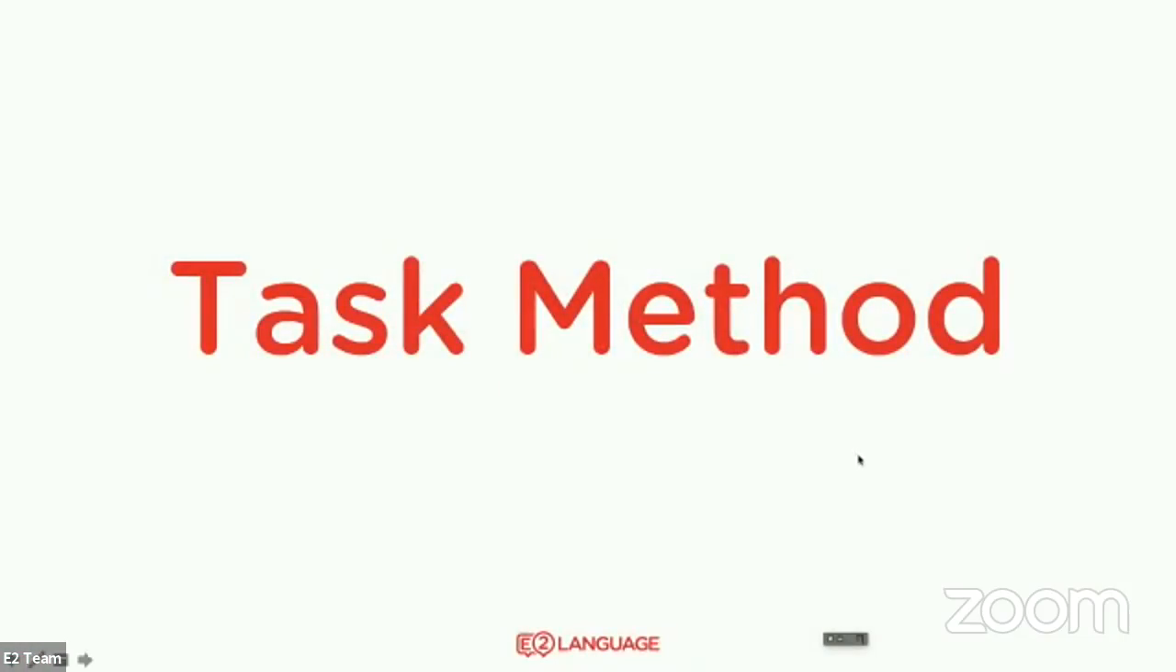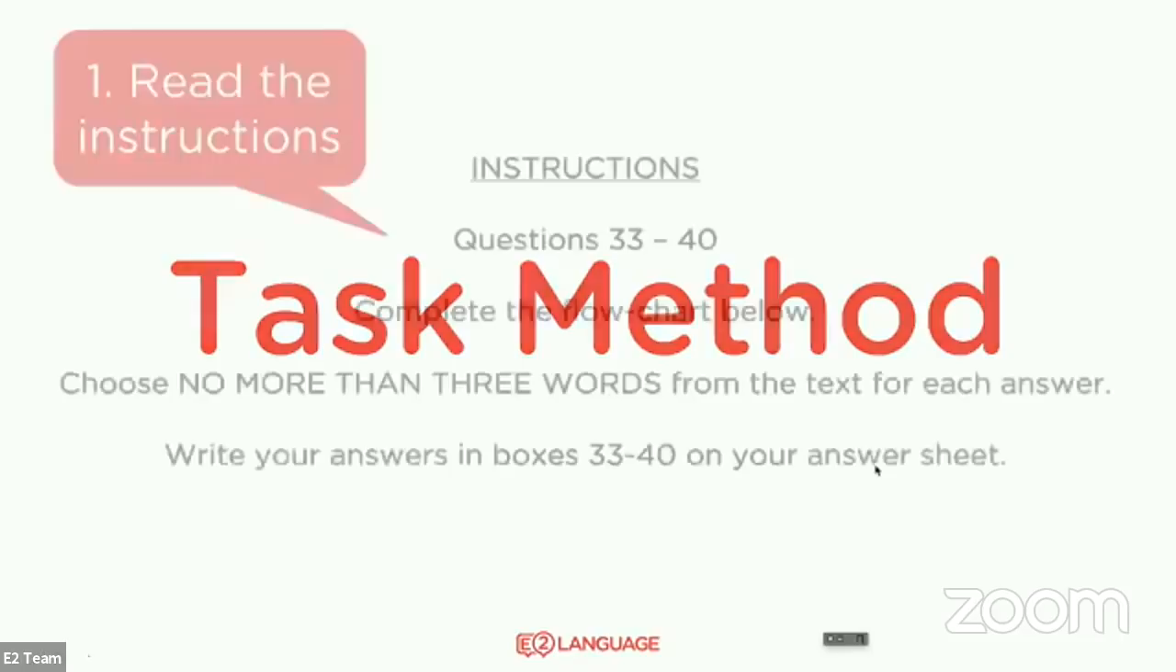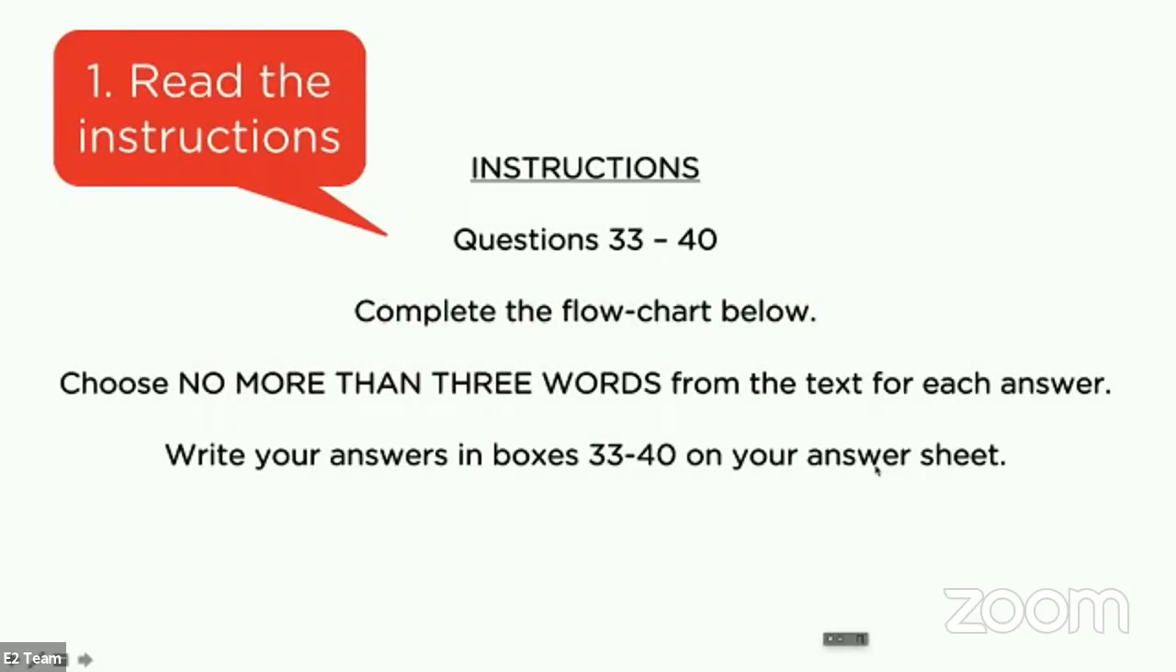Let's look at what you need to do to maximize your score for this task. The first thing you need to do if you get this type of question is read the instructions. Let's read these. It says questions 33 to 40. Usually they're located towards the end of the questions. It won't come at the beginning, for example. It says complete the flowchart below. Obviously, you would see the flowchart below.